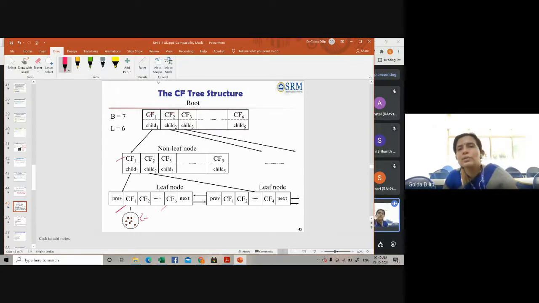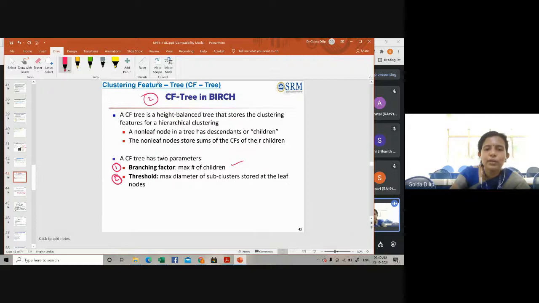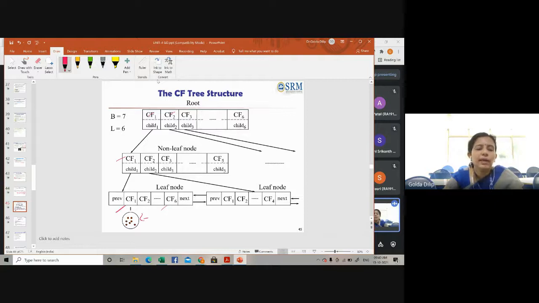When you say the size of the CF tree, that is actually determined by the threshold value. You have something called a threshold value here, the maximum diameter. If the diameter of the subcluster stored in the leaf node after insertion is larger than this threshold value, that time a split will happen. So the size is determined by the threshold value.